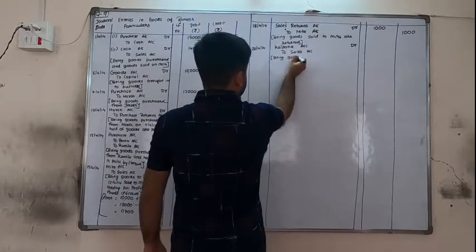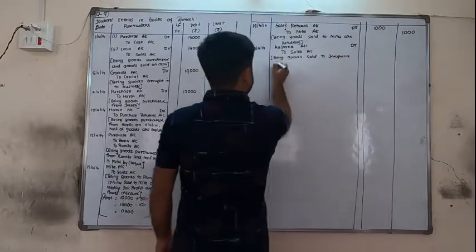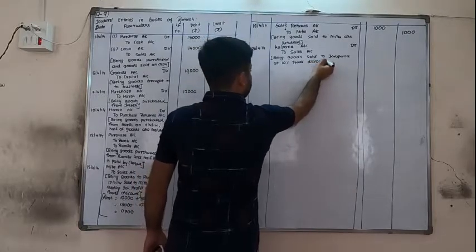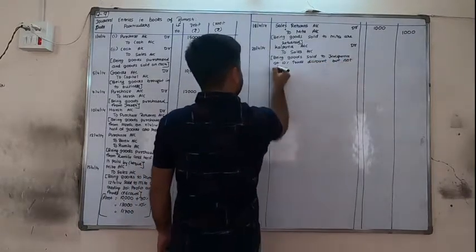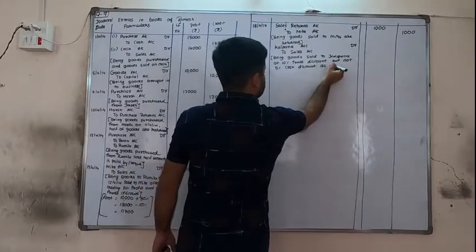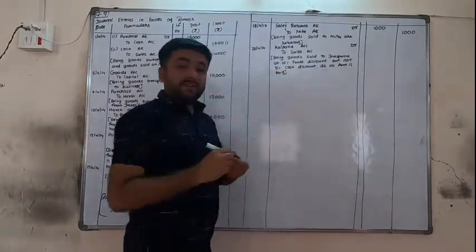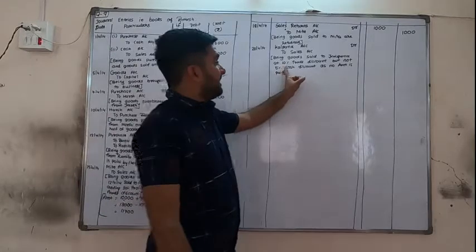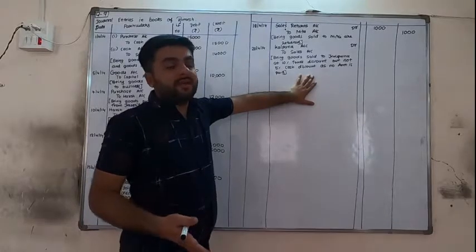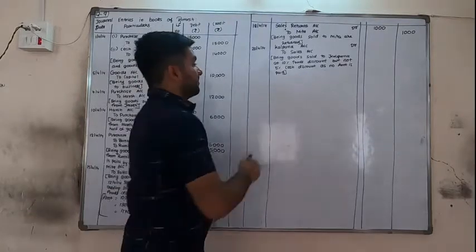Being goods sold to Kalpana at 10% trade discount but not 5% cash discount, as no amount is paid. So we should be clear: in the question they are telling 10% trade discount and 5% cash discount. But here we need to show in the narration. Narration is for that only. That is why we are not allowing cash discount, because no amount is paid by them. So only trade discount.